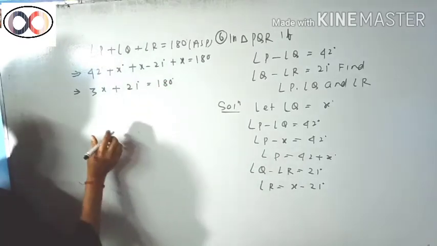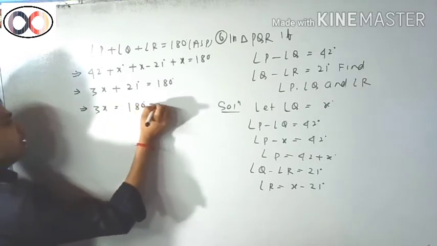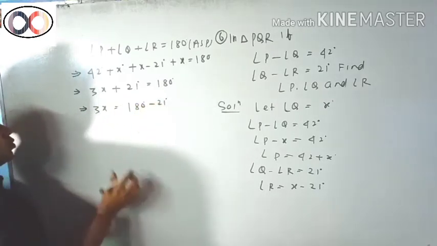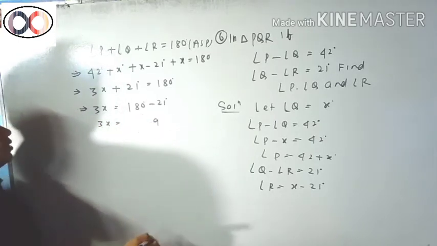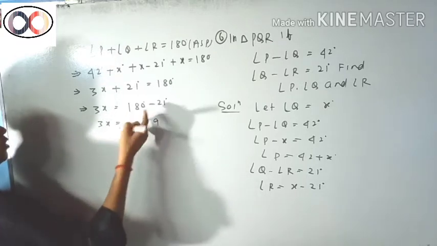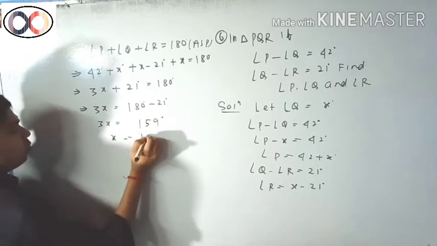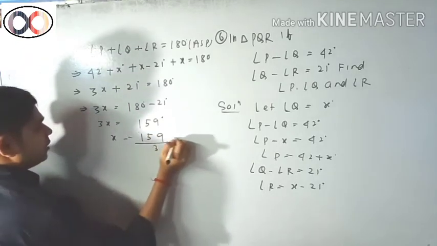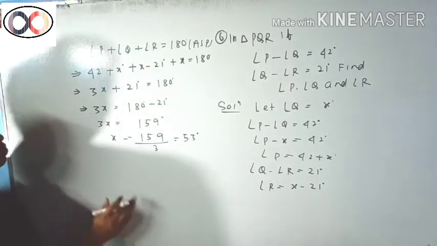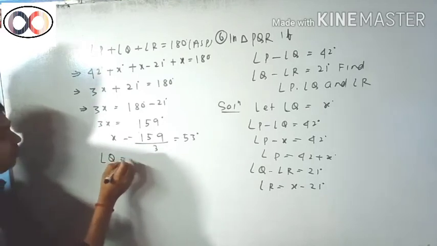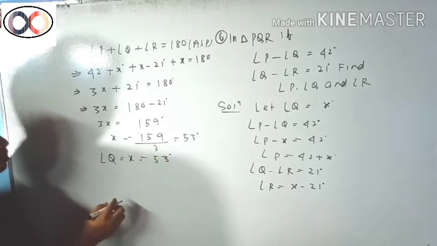So after subtracting we will get 180 minus 21 degrees. So 3X equals to 159 degrees. So X equals 159 by 3, that is 53 degrees. Okay, so the value of Q equals what? The value of Q is X, that is 53 degrees, and the value of P equals what?